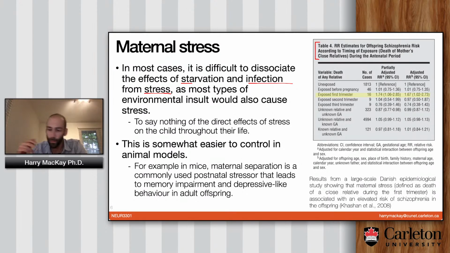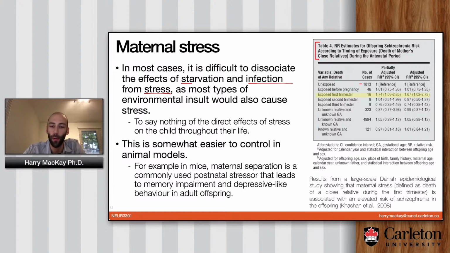So here, this was a big study from Denmark that defined maternal stress as death of a close relative during the first trimester. A close relative would be a parent, a sibling, or a spouse, somebody first degree relative to mom. And what they find is that, first of all, fortunately, most people didn't have any stressors. Out of the several thousand that they looked at, most of them weren't exposed to anyone dying.